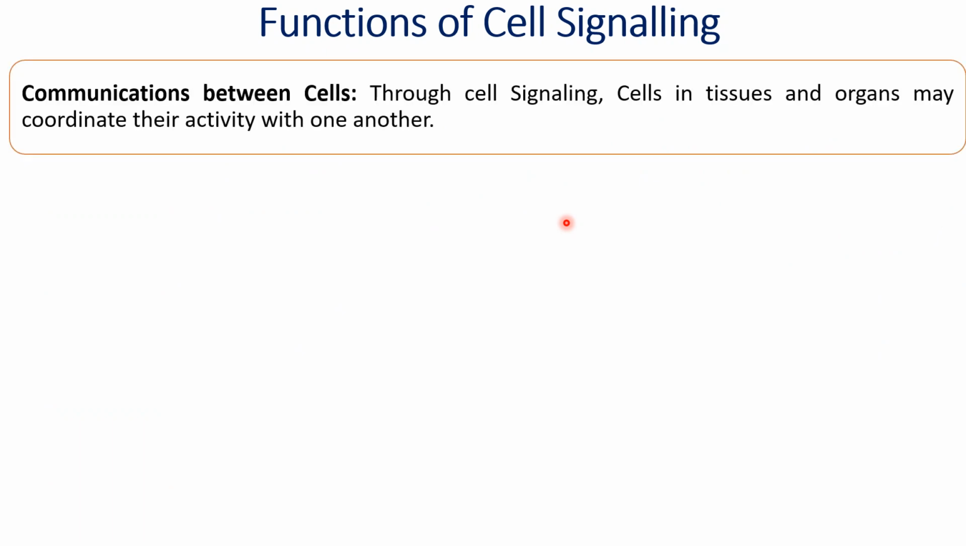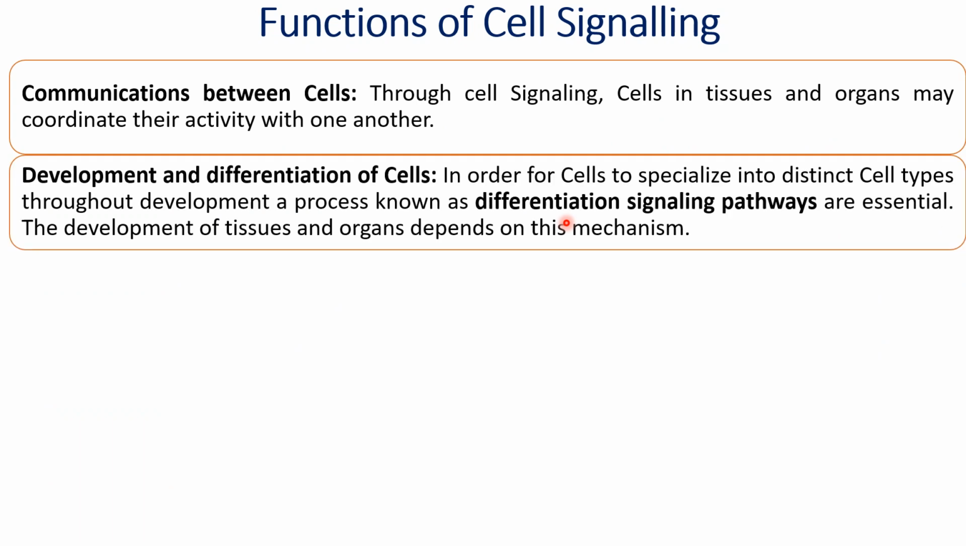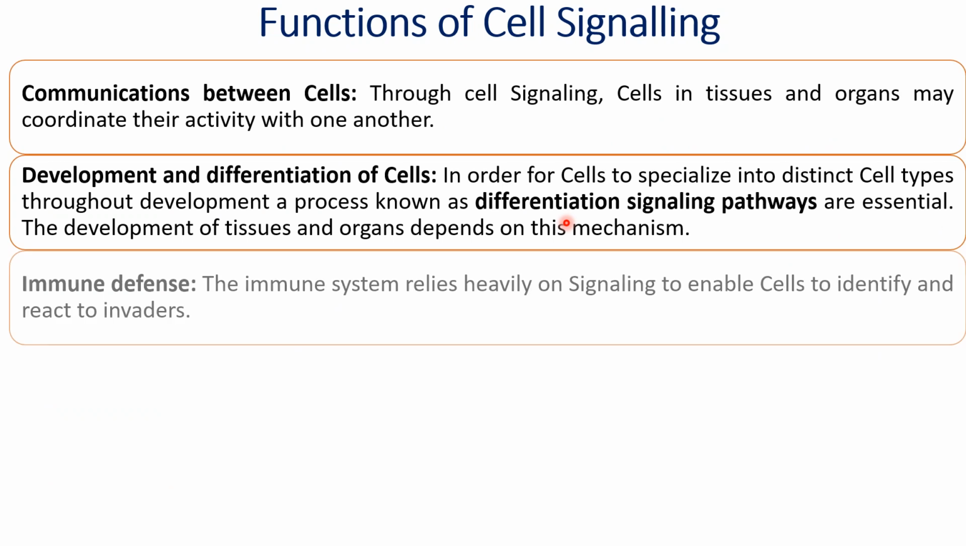Now, the last portion is the function of these signaling molecules, signaling receptors. First is communication between the cells. Through these signaling systems, cells normally communicate in the tissue, in the organs, within the cells. So it is a communication process. Then development and differentiation, in order for a cell to specialize into a distinct cell type. It helps in the differentiation or maturation process, you can call it.